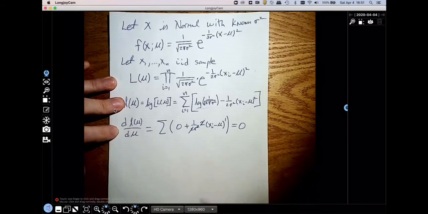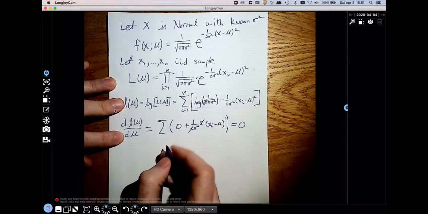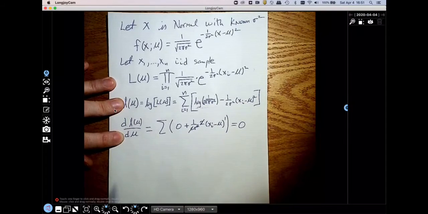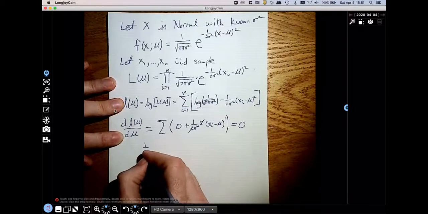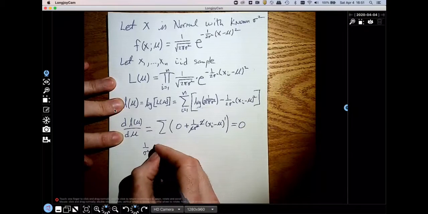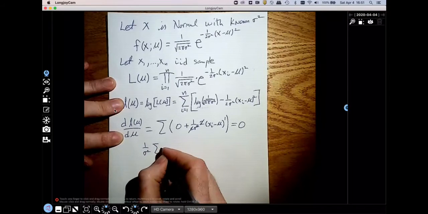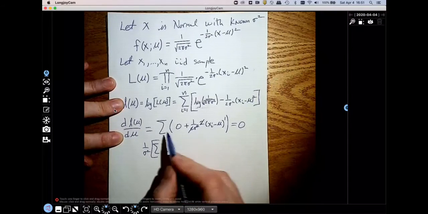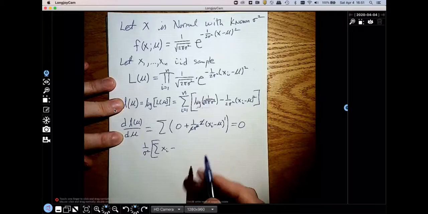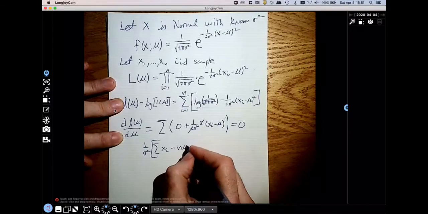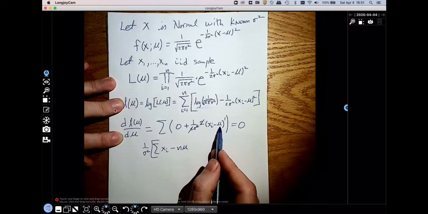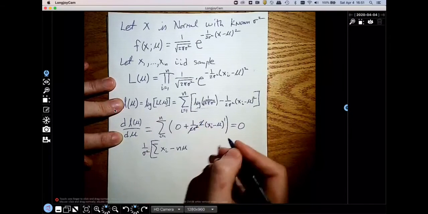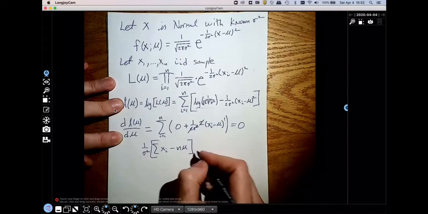So let's go solve this. What we have is, I'll write it like this: 1 over sigma squared times the sum of xi minus, what do we have here? I've got the sum of n of those mu's. So that mu doesn't have a subscript. This is ranging from i equals 1 to n, so I'm just adding up n mu's here. That has to equal 0.